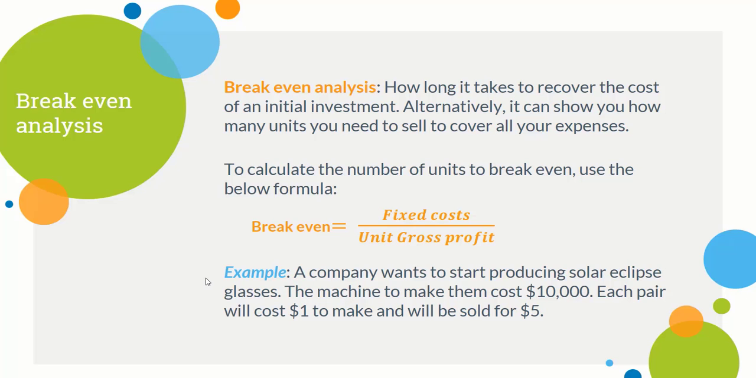So to figure out how many units they need to sell in order to break even on this $10,000, we're just going to take the $10,000, that's the fixed cost, divided by $5 minus $1, which gives us the gross profit. And when we take all of that into consideration, we get 2,500 units. So if we can't sell 2,500 units, then we are going to be losing money on this endeavor. That's the beauty of the break-even analysis. It can help us understand how many units we need to sell in order to start making money.